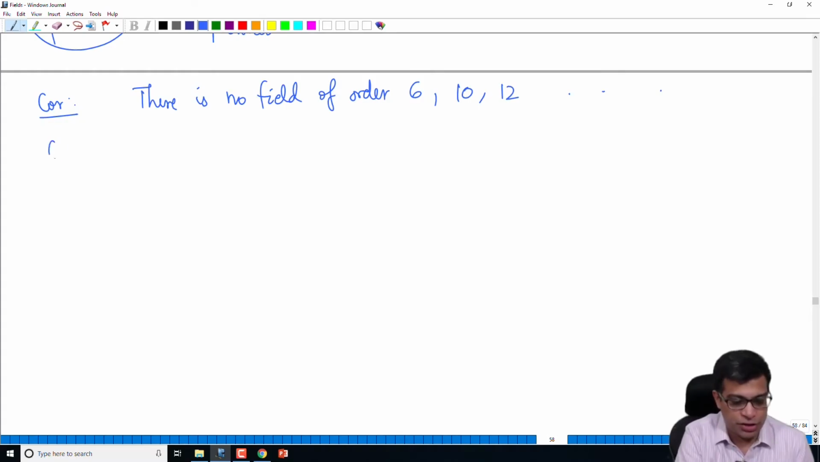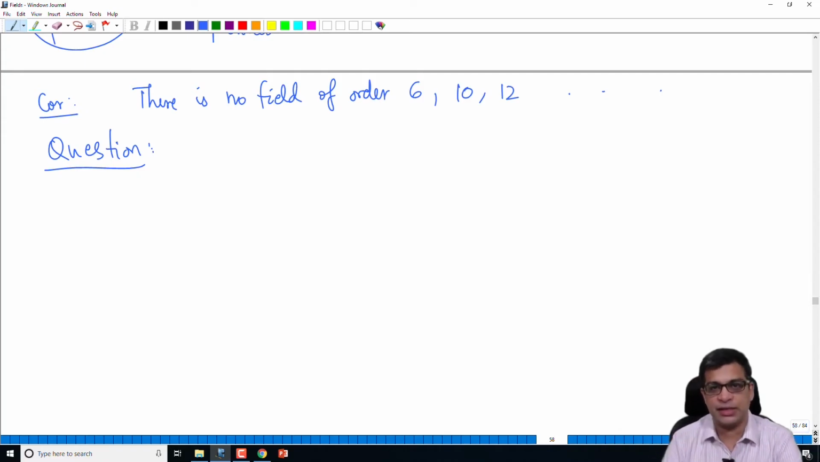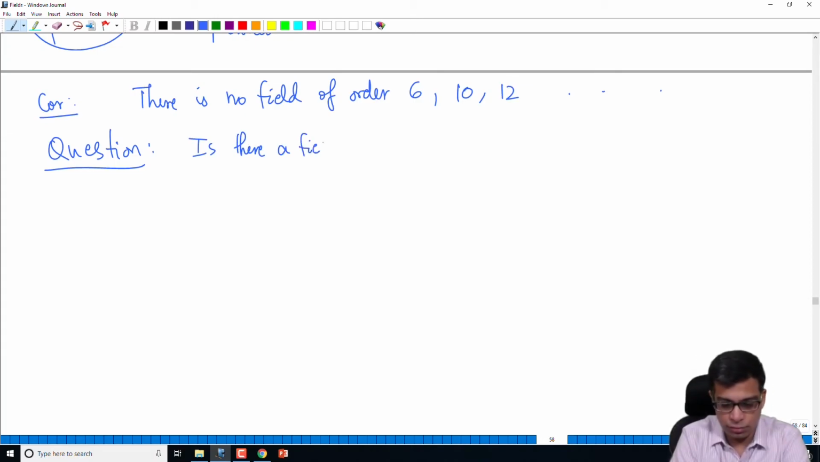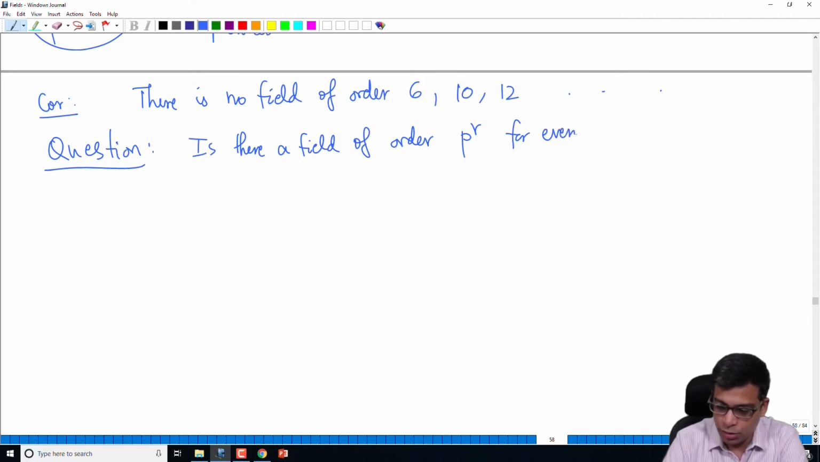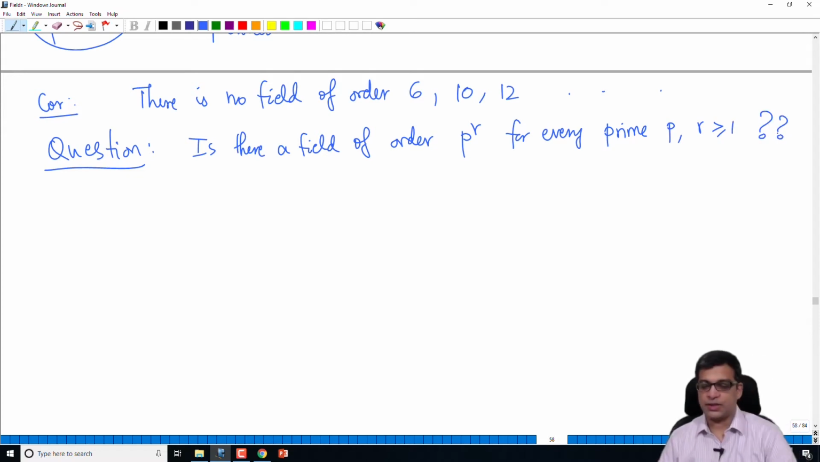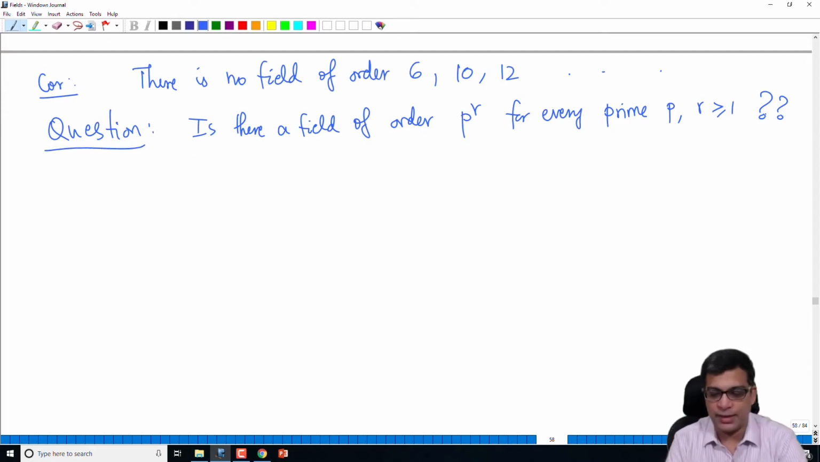But still this leaves the question. The proposition that I proved earlier says that if a finite field exists, its order can be only of the form p power r. But the converse, is it true? Is there a field of order p power r for every prime p and every positive integer r, or at least one? So this is the question that we want to address in this video when we talk about the structure theorem for finite fields. So as a first attempt, the answer is going to be yes, and much more in fact is true, but as a first attempt we will observe the following.